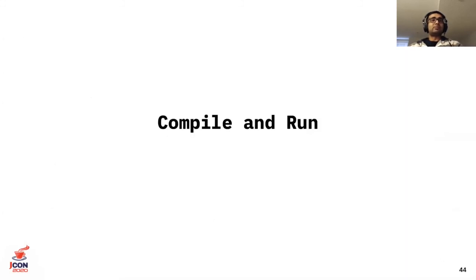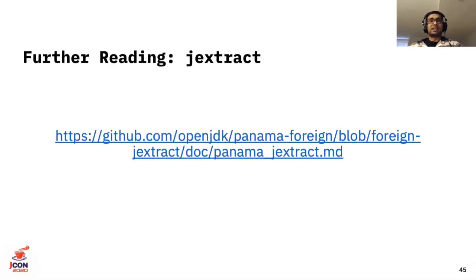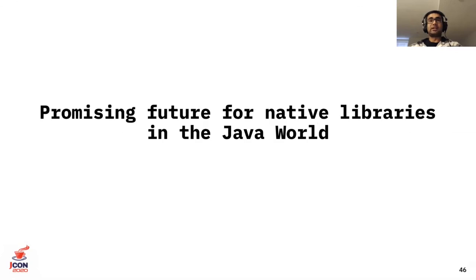So the final step here is to compile and run the Java code with the jar file generated by jextract. So now we have briefly looked at the working of jextract and a simple example. More examples and documentation for jextract can be found at the link shown in the slide. So to conclude, I would like to reiterate that the future for native libraries in the Java world is very promising. It is going to be quicker and easier to consume native libraries with a safer and performant infrastructure.